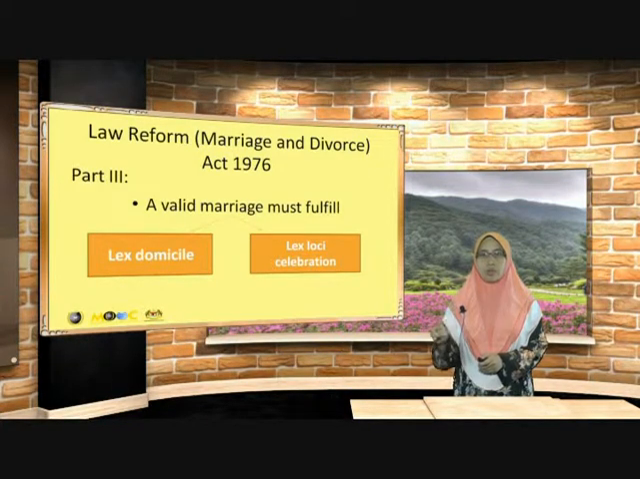I have looked at your details. For the first situation in the video, both parties are 16 years old. In order to determine whether they have fulfilled all requirements of a valid marriage or not, let us examine the conditions one by one together. For a marriage to be valid, it must fulfill two requirements: the first is lex domicile, which is capacity, and number 2, lex loci celebrationis. This is stated in Part 3 of the Law Reform Marriage and Divorce Act 1976.